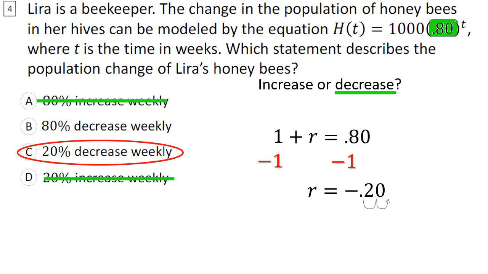Move that decimal over a couple places to make it a percent. But we've got a 20% decrease. Pay attention to whether it's increase or decrease. That's about the size of the base. And remember, it's 1 plus the rate. You subtract the 1 to figure out what the actual rate is.